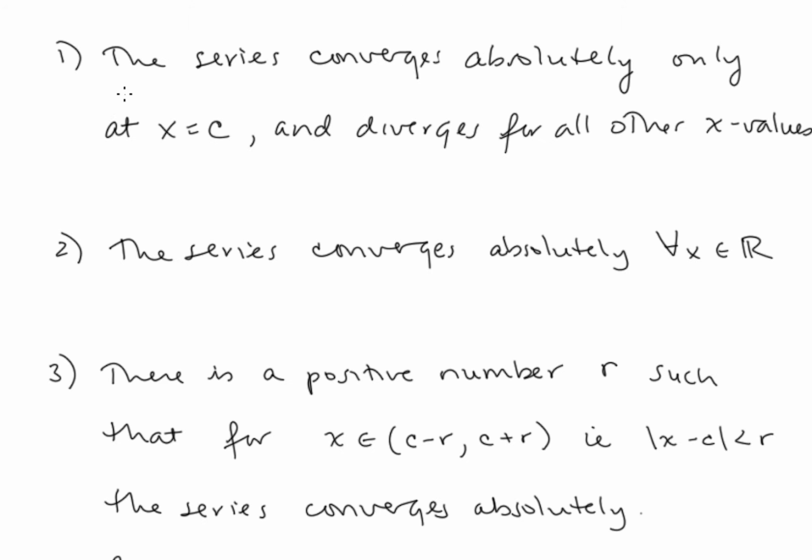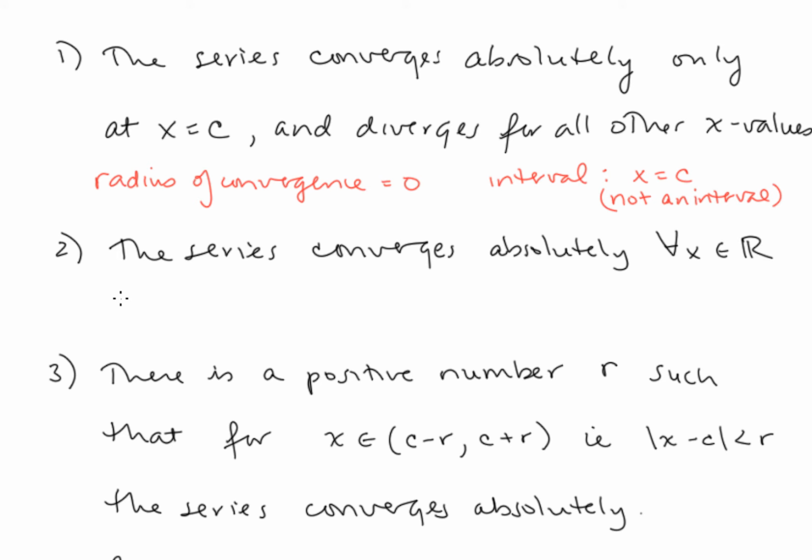So if we have the case that the series converges absolutely only at x equals c and diverges for all other x values, here our radius of convergence is 0, and our interval of convergence is just the point x equals c, so it's actually not really an interval. In case 2, if the series converges absolutely for all x in the real numbers, then our radius of convergence is infinity, and our interval is the entire real line.